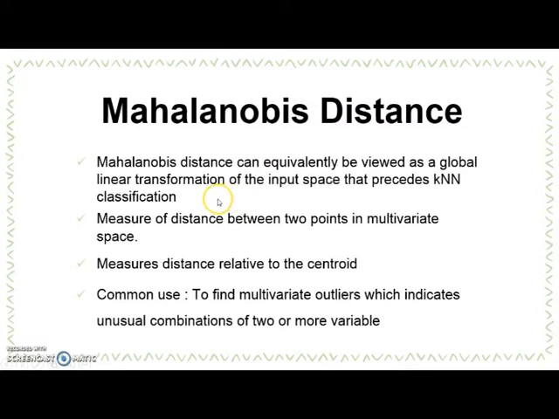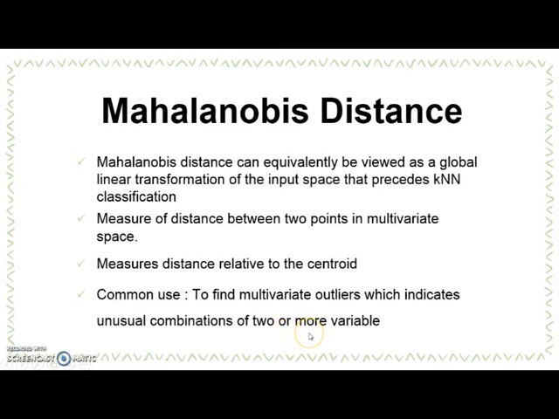The Mahalanobis distance technique is a measure of distance between two points in multivariate space. It measures distance relative to the centroid, which is a base or center point that can be thought of as an overall mean for multivariate data. The centroid is a point in multivariate space where all means from all variables intersect. The most common use for Mahalanobis distance is to find multivariate outliers, which indicate an unusual combination of two or more variables.